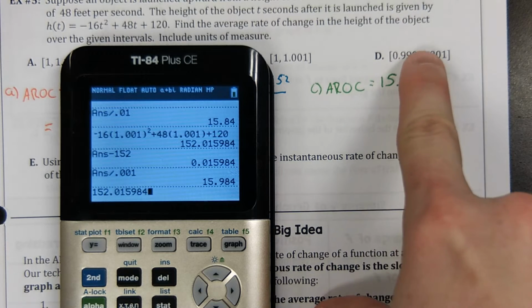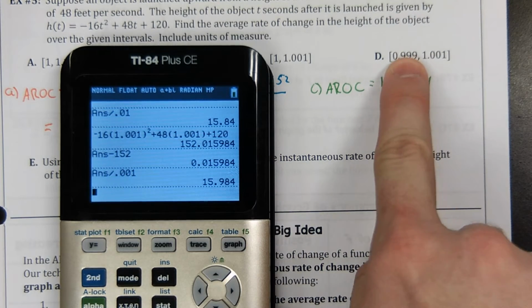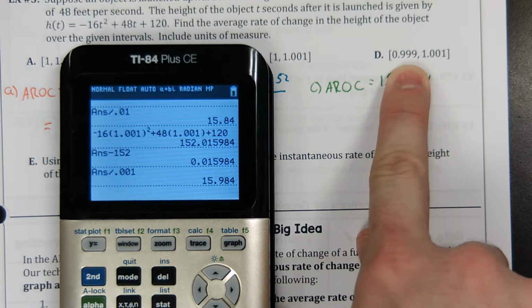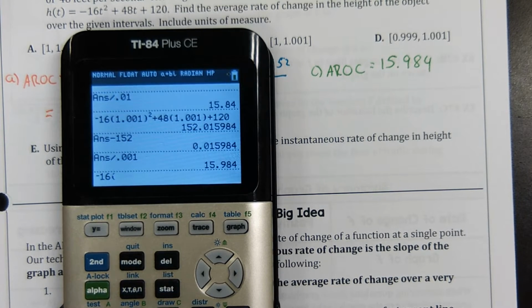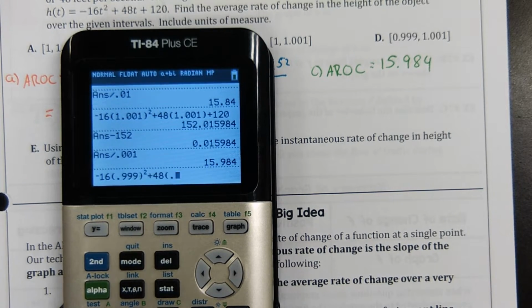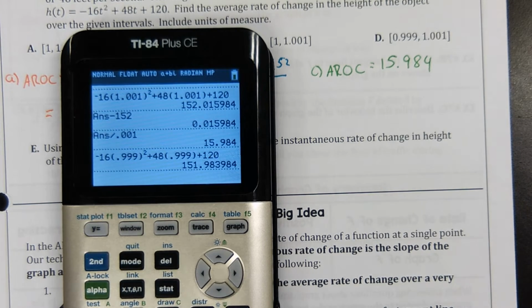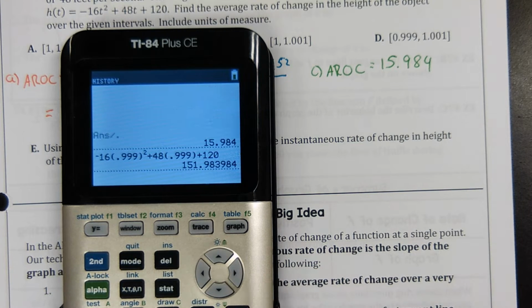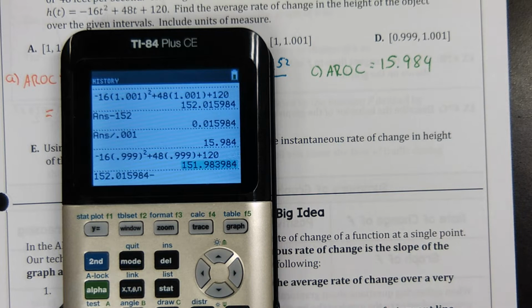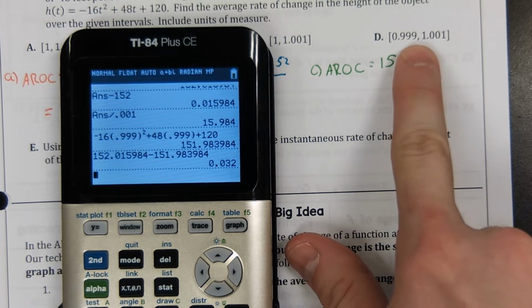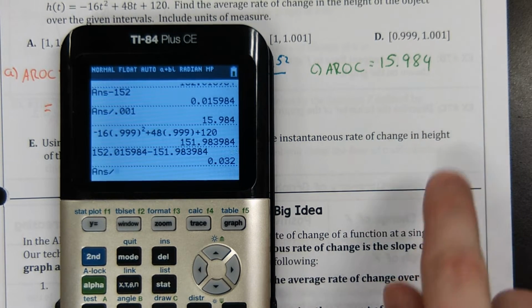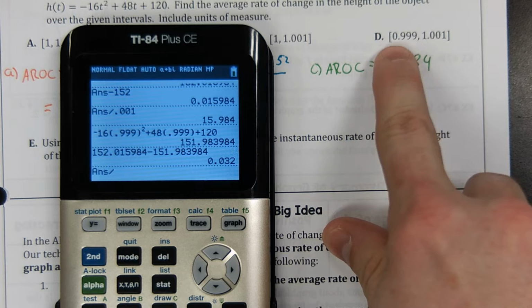Actually, let me plug in the 0.999, and then I'll show you how to do the whole copy-paste thing like I just did, okay? So negative 16, substitute in 0.999, quantity squared, plus 48 times 0.999 plus 120. There is x1. So here's how we're going to do this. x2, enter, minus x1, enter. So it copy pasted for me. Then I just hit, give me that number. And then I'm going to divide by the distance between these two numbers, which is not 0.001, but 0.002.